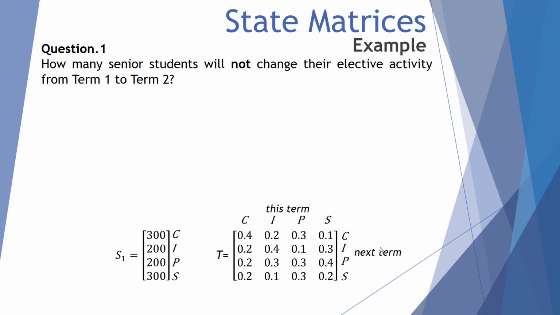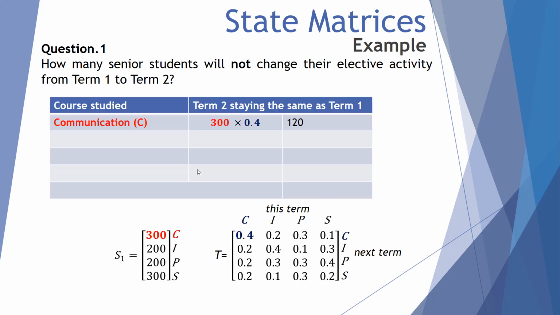Question number 1. How many senior students will not change their elective activity from term 1 to term 2? So here's our starting matrix at term 1, and let's use that information and the transition matrix to answer this question. First of all, the number of students starting in term 1 undertaking the communication elective is 300. Now, we find that 40% of the students who take communication this term will stay in communication next term. So 40% of 300, or 0.4 times 300, is 120 communication students who will not change their elective activity from term 1 to term 2.